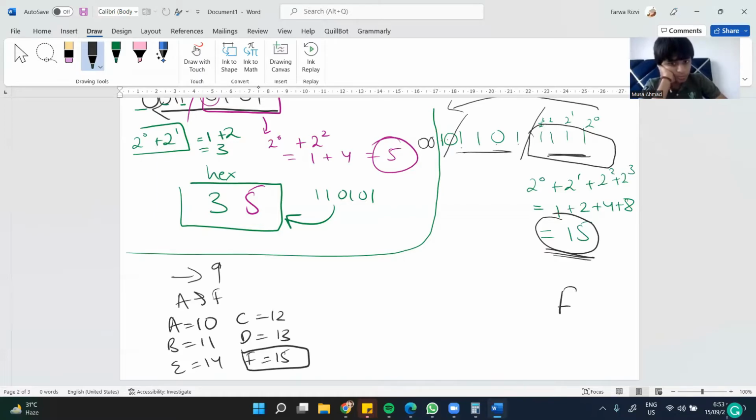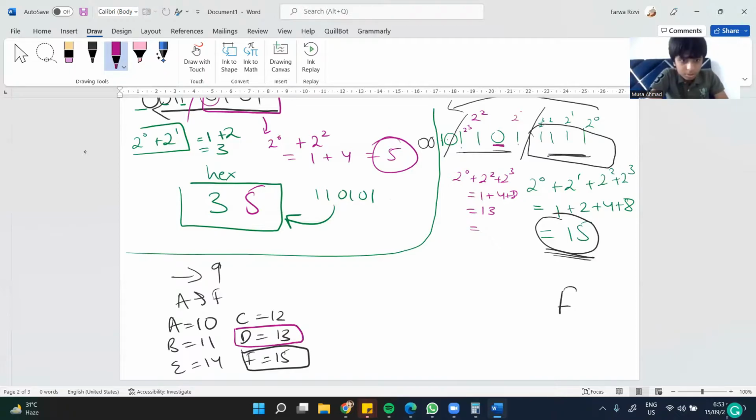And now let's look at the next group. The next group is 1101. So I'll just choose another color for this. The first position we have is 2 to the power of 0. So 2 to the power of 0 plus 2 to the power of 1 does not count because it's 0. And then 2 to the power of 2 plus 2 to the power of 3. And this is 1 plus 4 plus 8, so this will add up to 13. Now 13 in hexadecimal means D. So I will write D for this here, for the second group.